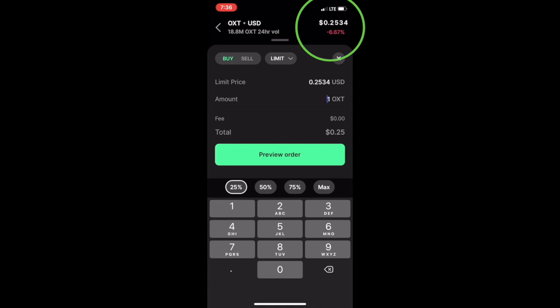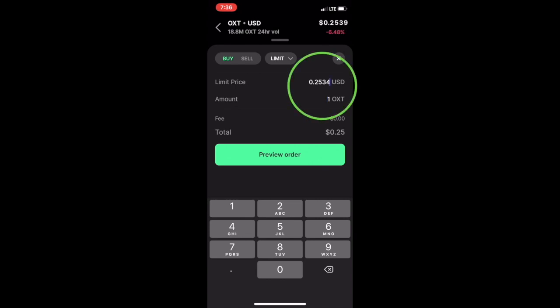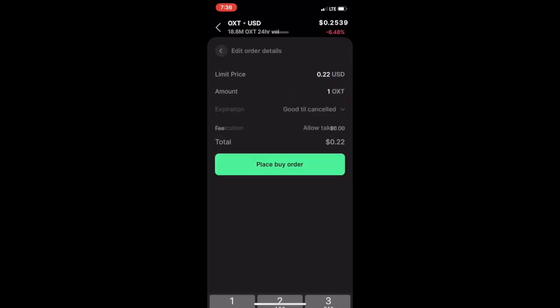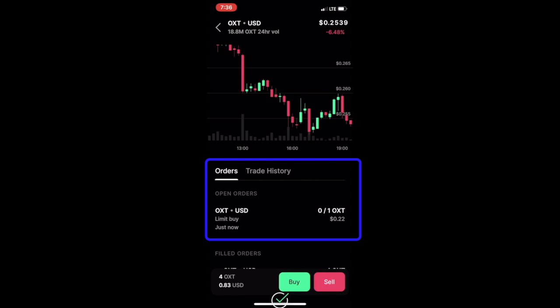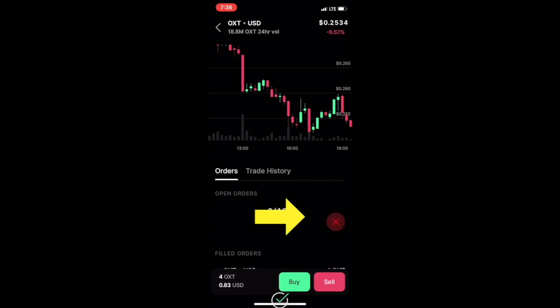So if that's the price going on the market, let's say 0.25, 25 cents, but I want a better price. I don't want to pay 25 cents. I only want to pay 22 cents. And if I set that order, place buy order, we're going to see I have an open order here. Because right now the market is selling it for 25 cents. But I said no, I want to buy it for 22 cents. So until it actually comes back down to that price, my order is going to be open. So what I can do is I could either leave this here until it's filled, or I could cancel it.